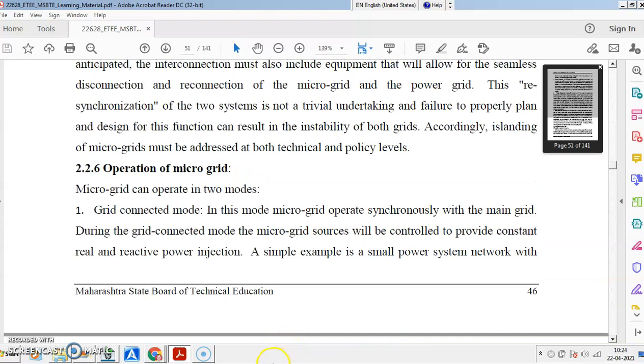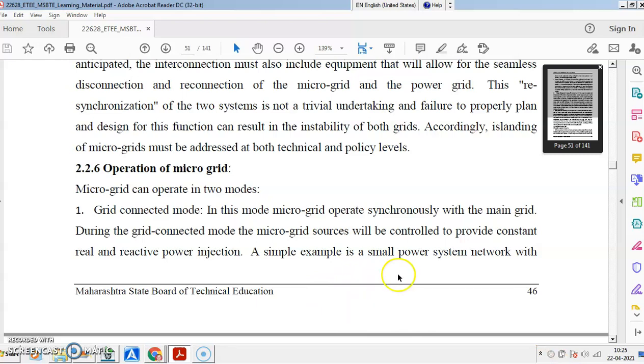So grid connected mode means your microgrid is connected to grid. So in this mode, microgrid is synchronously operated with main grid. During the grid connected mode, microgrid resources will be controlled to provide constant real and reactive power injection.